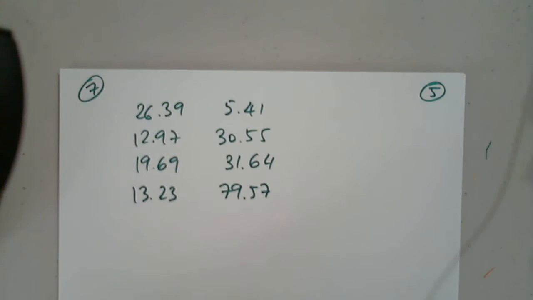So in StatCrunch, I want a new data table. I have two variables now, x and y, so let's enter them correctly. So 26.39, 12.97, 19.69, and the last one 13.23. Then y: 5.41, 30.55, 31.64, and the last one 79.57.